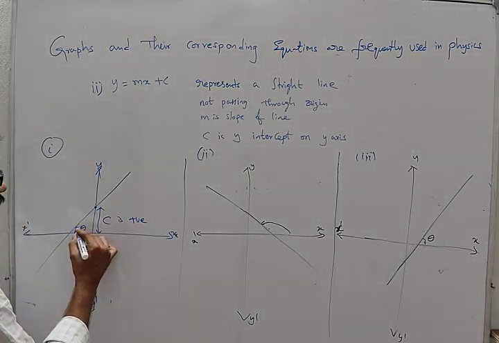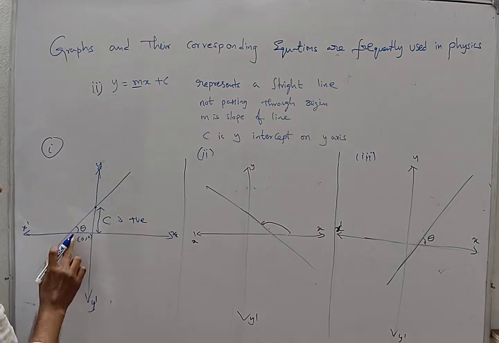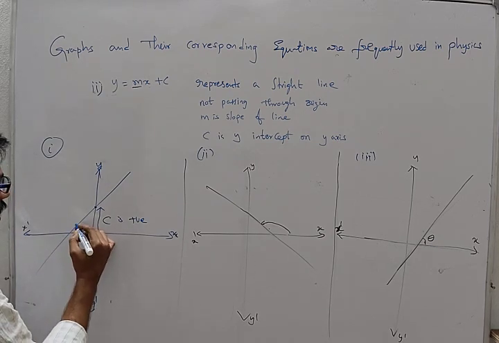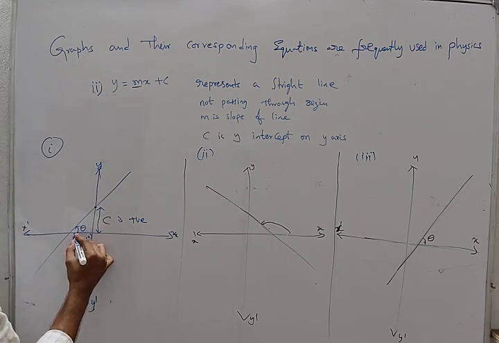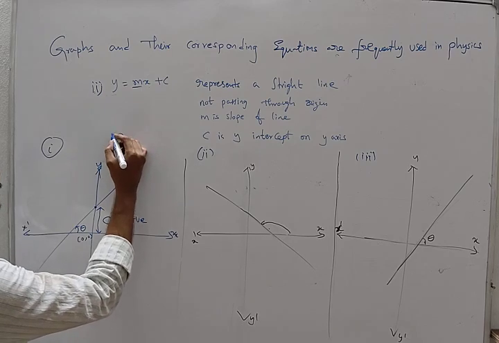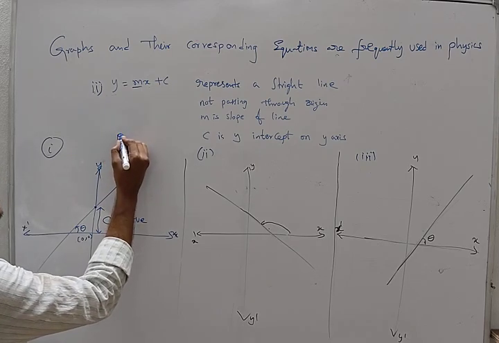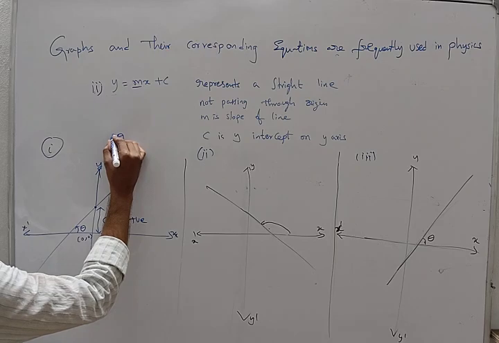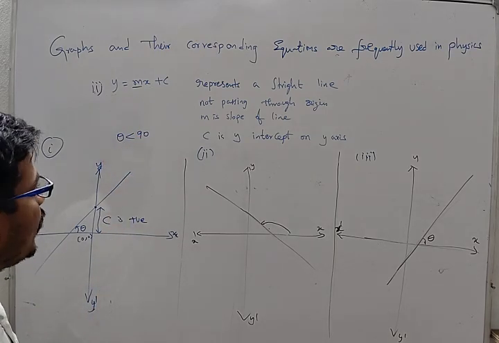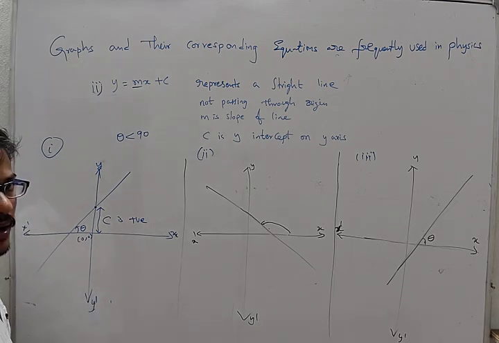positive. And here look at this m. Tan theta is nothing but slope. We discussed already, tan theta will give the slope. Here theta is less than 90, from the x-axis to the straight line, less than 90 in the anti-clockwise direction. Theta is less than 90. Okay, in this case slope is positive.